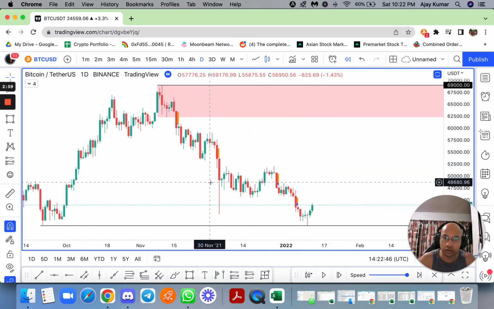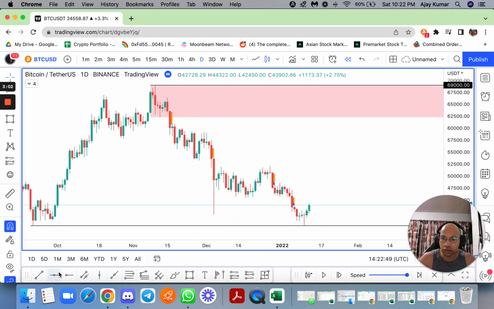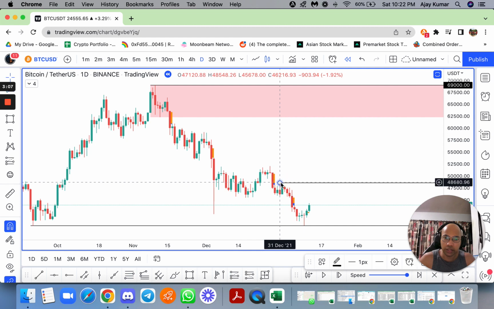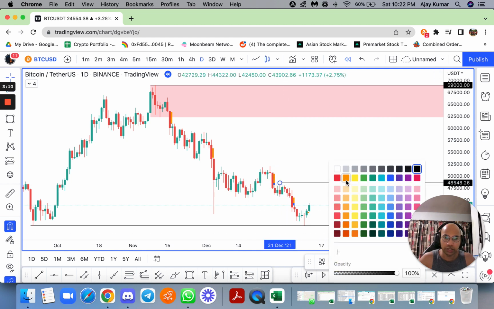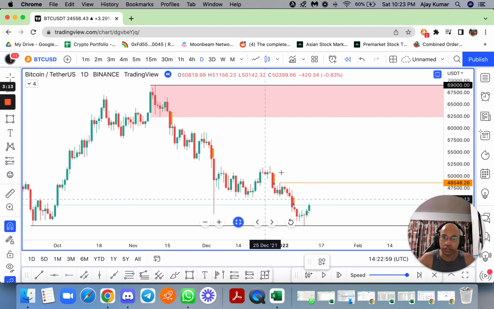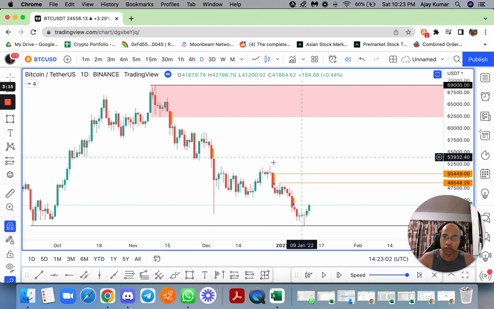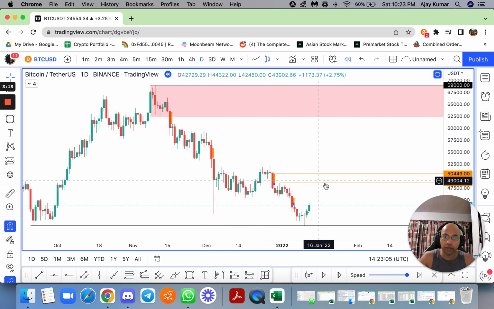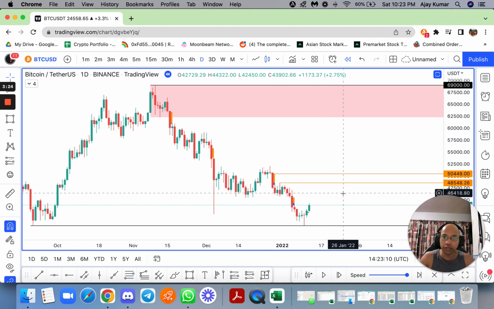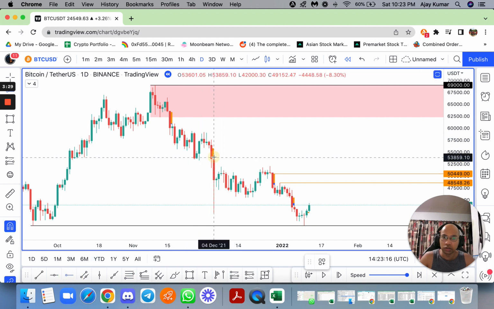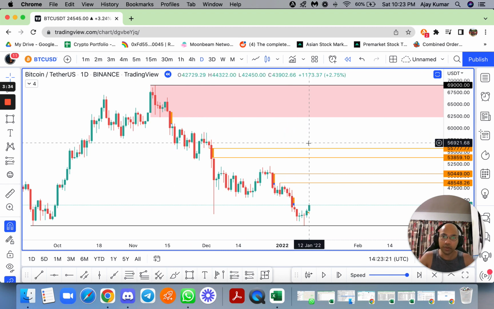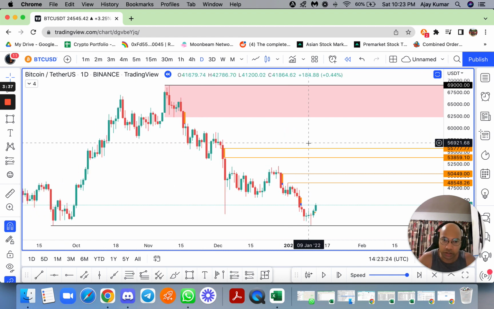Then let's mark out the fair value gaps. Okay, fair value gap. We can mark it out on the daily chart, but we can refine it further on the 4 hour chart. I marked out the fair value gap here. Once the price reaches our point of interest, then we'll look for reversal. Okay, the fair value gap has been marked on the daily time frame.